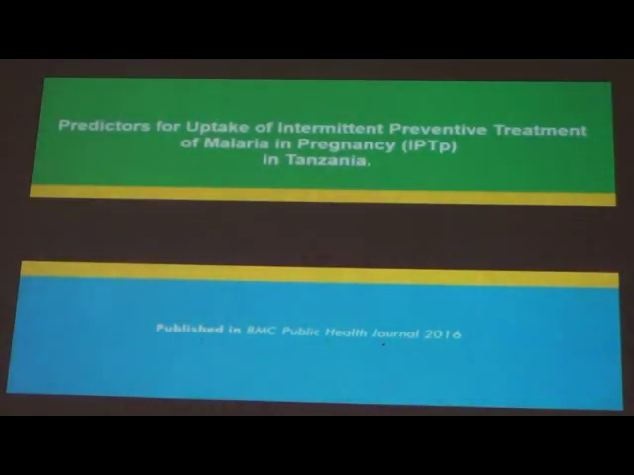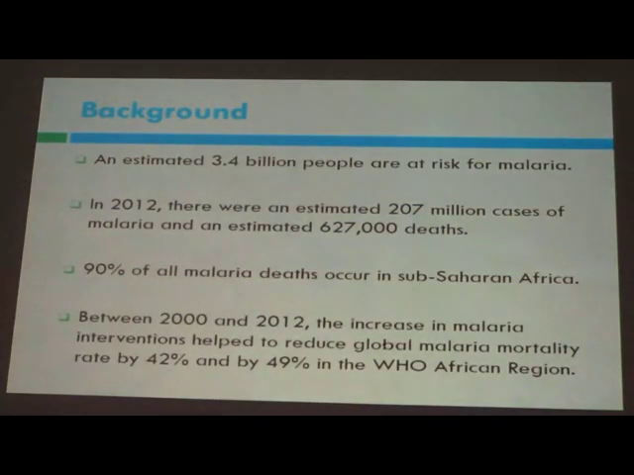Regarding utilization of maternal services, one aspect that I started looking at is the predictors for uptake of intermittent preventive treatment of malaria in pregnancy. A little bit of background, we know that the burden of malaria is very high in our settings.